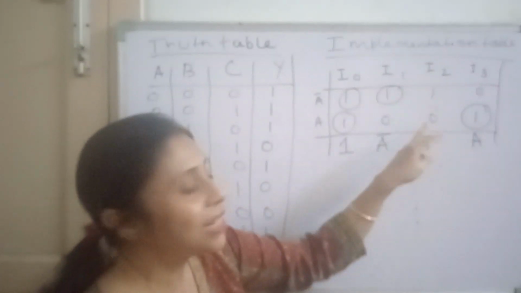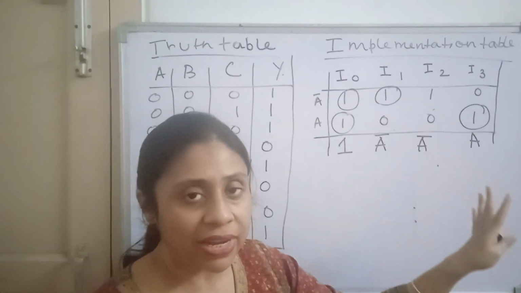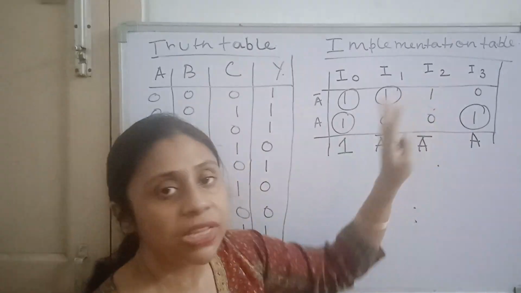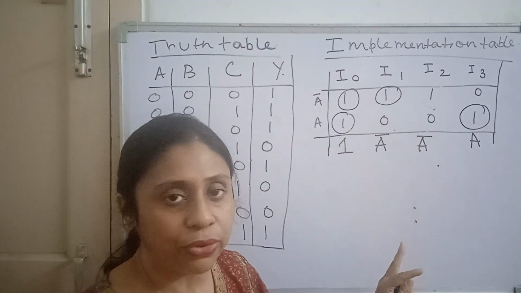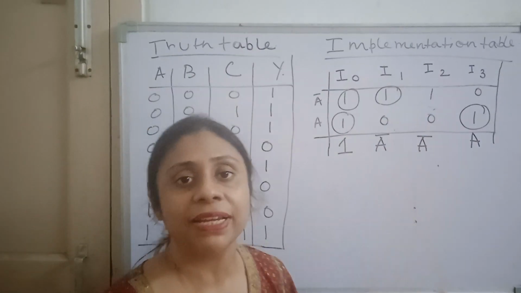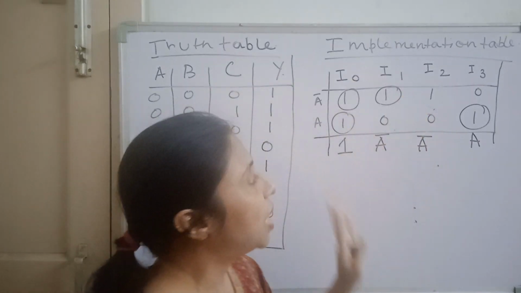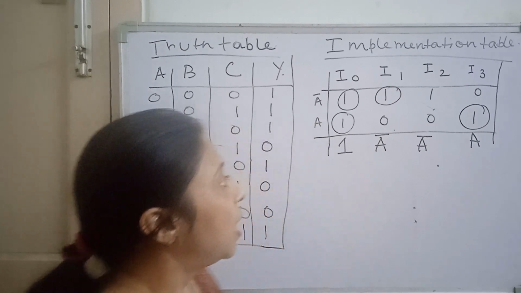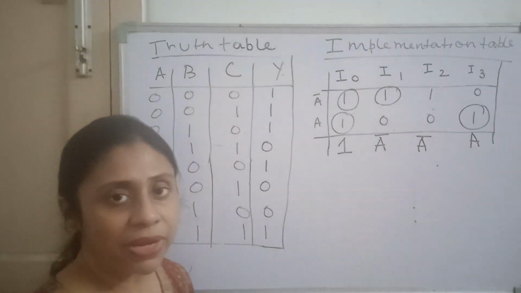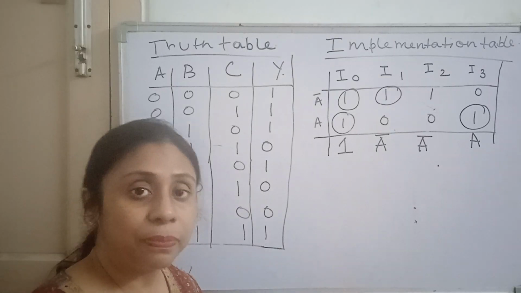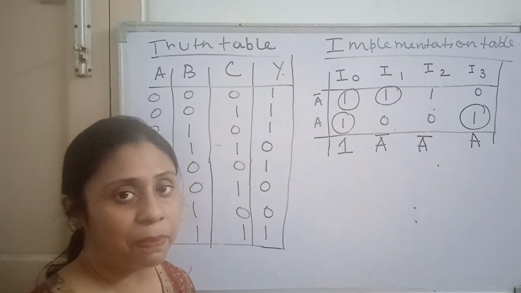Similarly, if both the lines are 0, in this example we are not finding that, but in certain other examples, if both the line values are 0, then that input will be represented by logic 0. Okay. So this is how we will do the implementation table. Now after this implementation table, let us design the multiplexer.